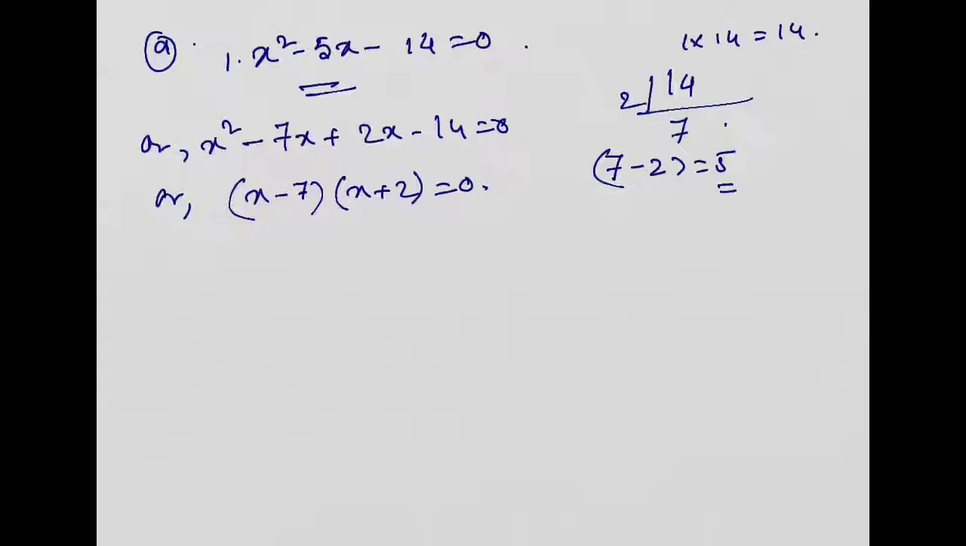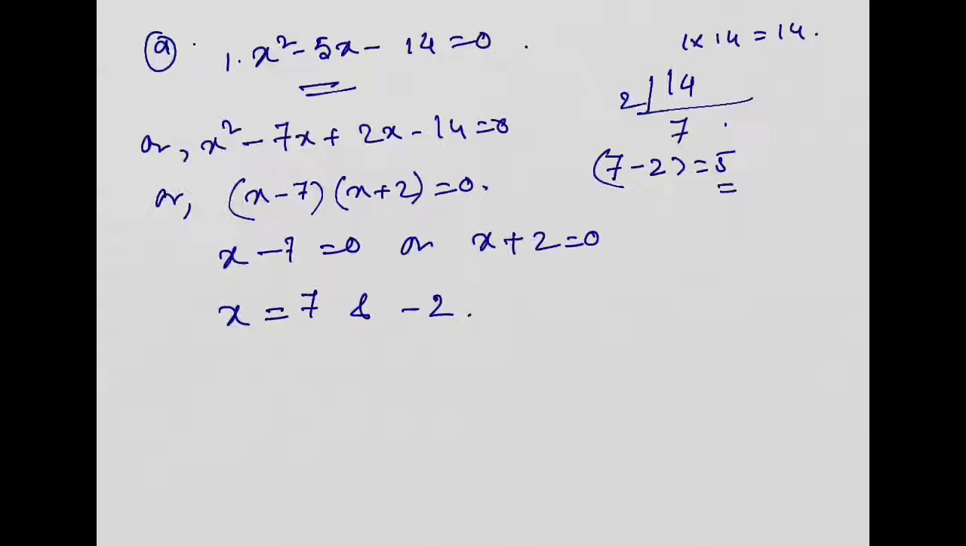Now, using the null factor law, either x minus 7 equals 0 or x plus 2 equals 0. This gives me two solutions for x: x equals 7 and minus 2.